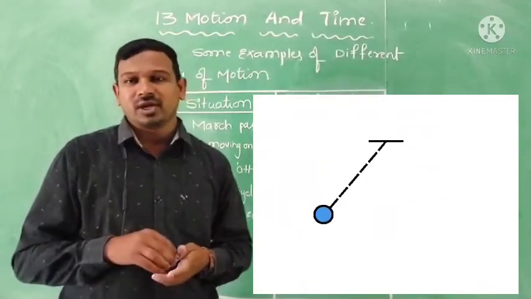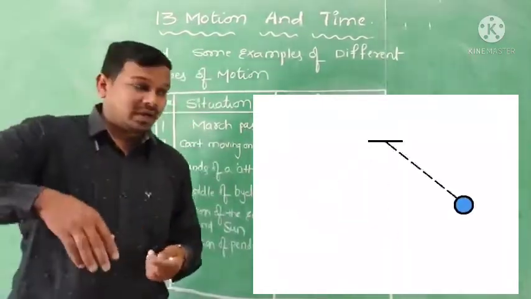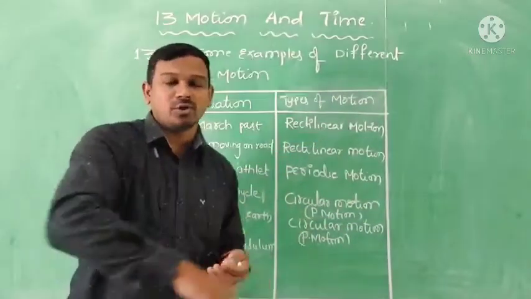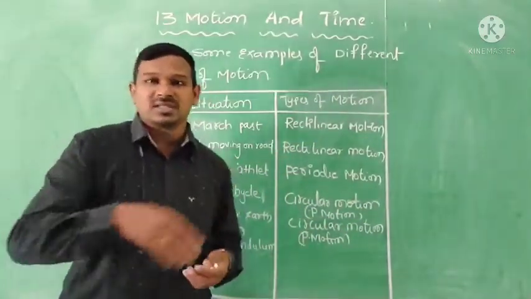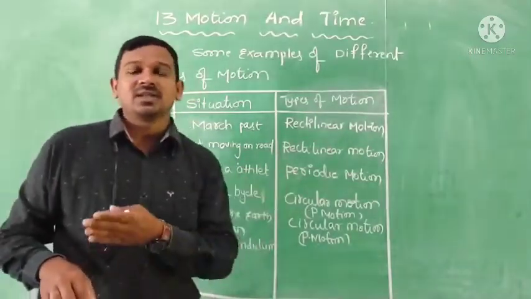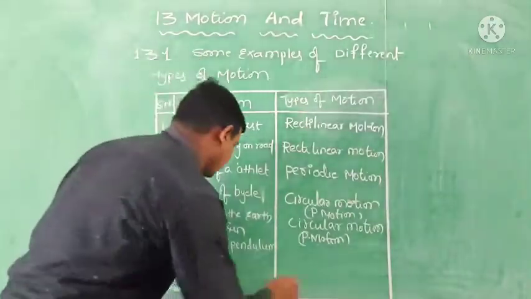That type of motion we can call a periodic motion. Why? Whatever the distance it goes in the forward direction, and whatever the time it takes to come back in the backward direction, both are the same. The time taken to cover the distances is the same. So this type of motion also comes under periodic motion.